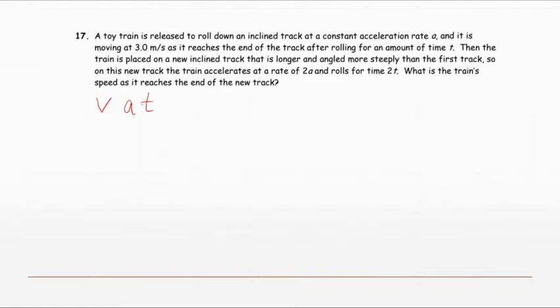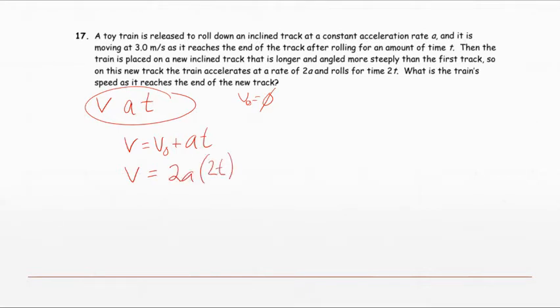So I'm looking at how velocity, acceleration, and time are related, and I know v initial is equal to 0. So how do they relate? V equals v initial plus acceleration times time. I know my v initial is 0, so my v depends on acceleration and time. So we've done 2a and we've done 2t.